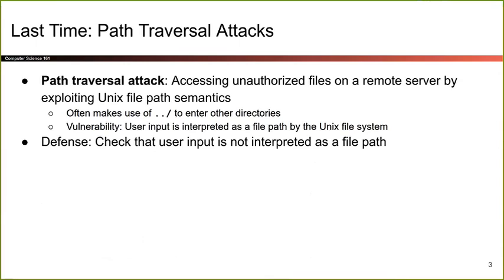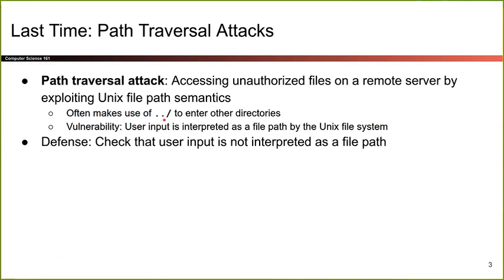So let me try and slow down with the summary since we had to speed through it last time. First, yesterday we talked about path traversal attacks. A path traversal attack is when you access an unauthorized file by exploiting Unix file path semantics. Remember, in a Unix file path, there are a couple special characters. There's the slash for directories or folders. There's the single dot for the current directory. And then there's this weird one, the 2 dots, dot dot, which refers to the parent directory.